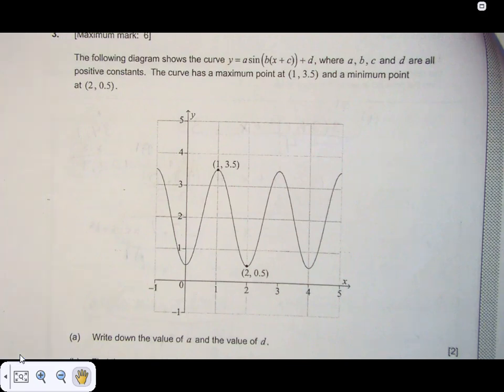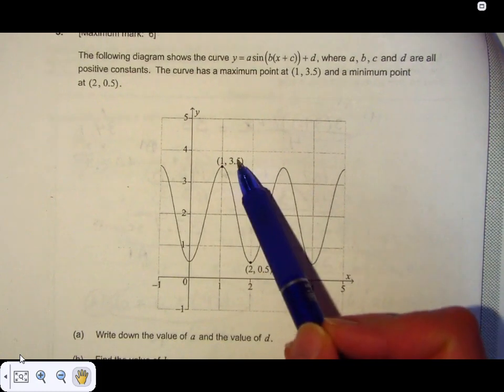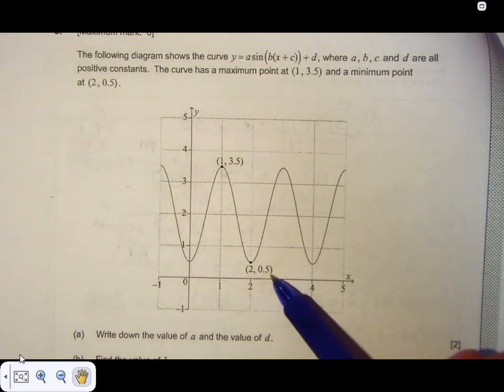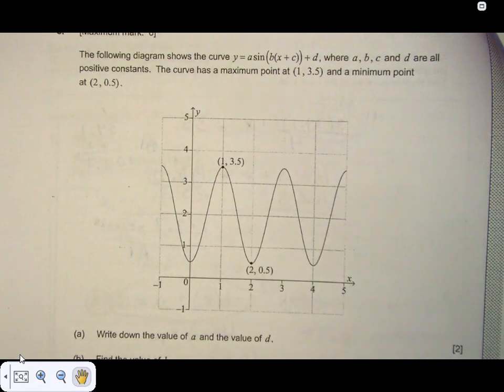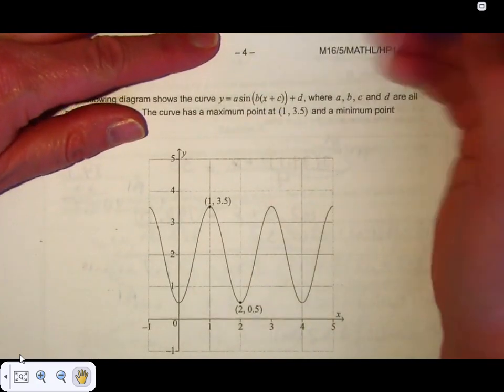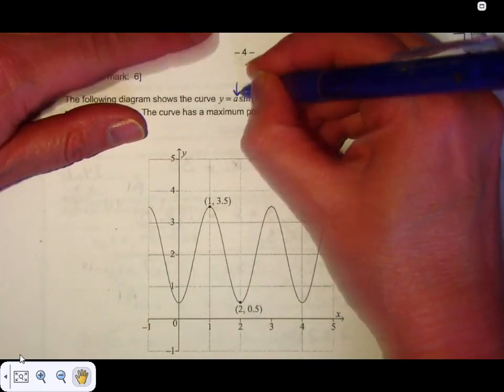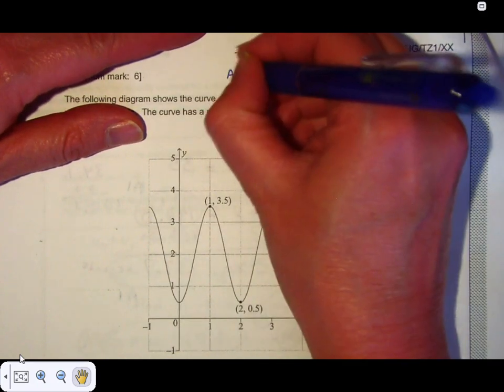Okay, it says the following diagram shows the curve y equals a sine of the quantity b times the quantity of x plus c plus d, where a, b, c, and d are all positive constants. The curve has a maximum at 1, 3.5. You see that's already marked. Minimum point at 2, 0.5. Okay, just to kind of give you what all these parts represent, whatever you have in front, this value is the amplitude.